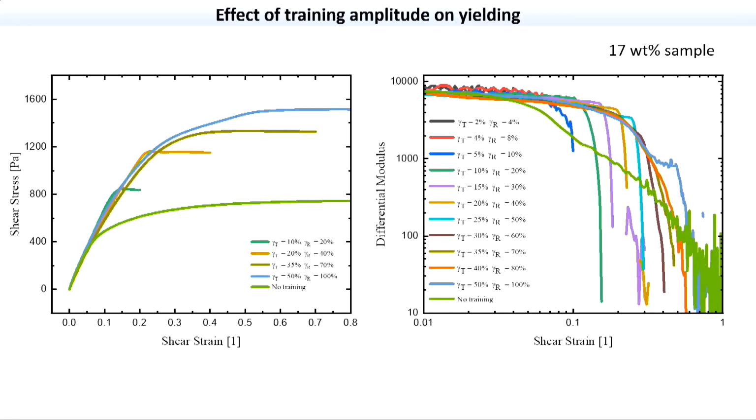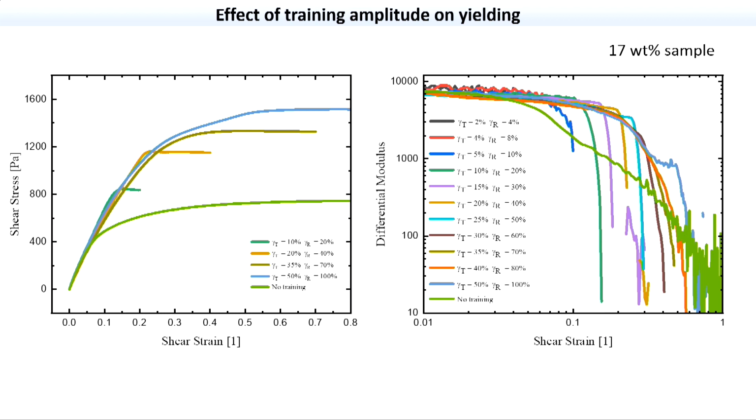And these are new experiments. We have most of the data for the 17.8% sample, but here I'm showing the data for 20%. For the 17.8% sample, you also get similar behavior, but here we have much larger training amplitudes also. What I'd like to point out is the following: for the 17.8% sample, you get a continuous yielding for the untrained sample. And you can train to whatever amplitude you want, you get a drastic yielding. But if your training amplitude becomes really large, for example 35 to 50%, you see that it becomes continuous again. With larger training amplitude, this abruptness goes away.